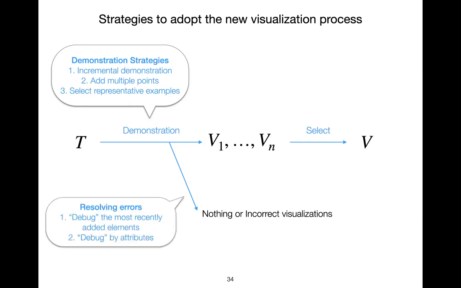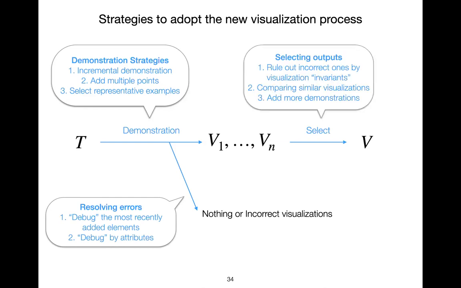And in terms of resolving errors, people are coming up with a kind of smart debugging process that tries to debug the most recently added elements, or debug by attributes. They want to see if column or size has a problem. And in terms of selecting output, some people use some invariance. It's kind of similar to what Xingyu talked about earlier. I didn't see anything goes down, so this is why this chart does not satisfy what I'm expecting for the data. So they can rule out some visualizations. And there are some strategies about comparing similar visualizations to establish confidence about the result.